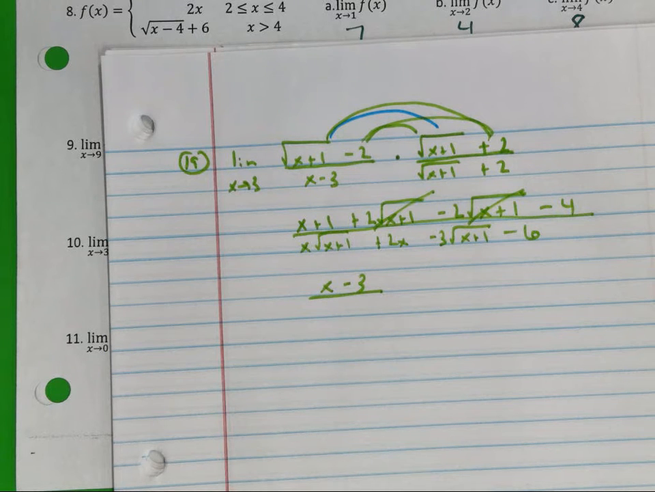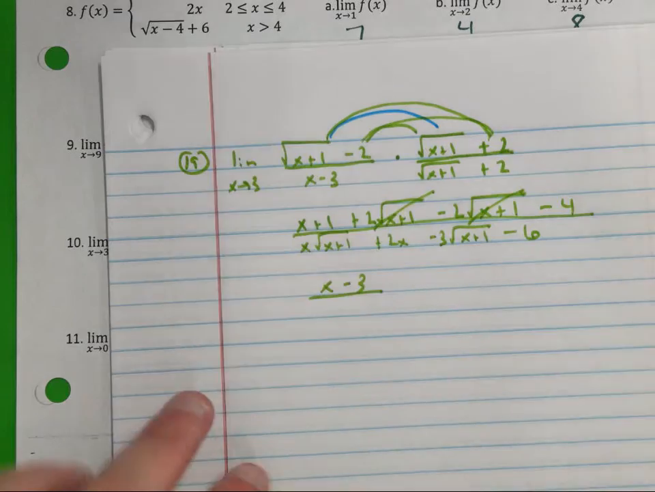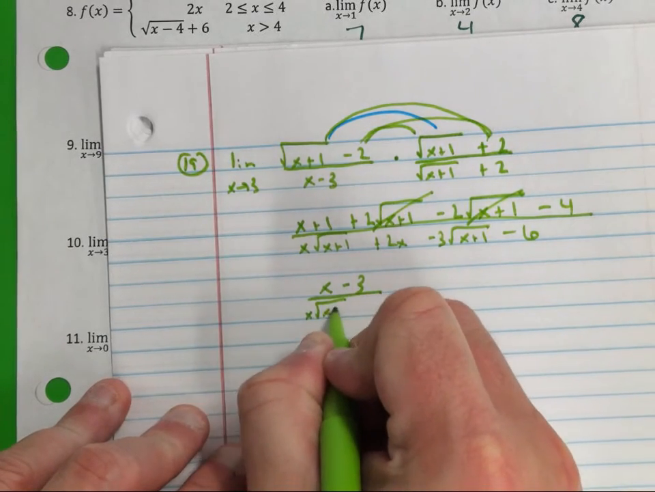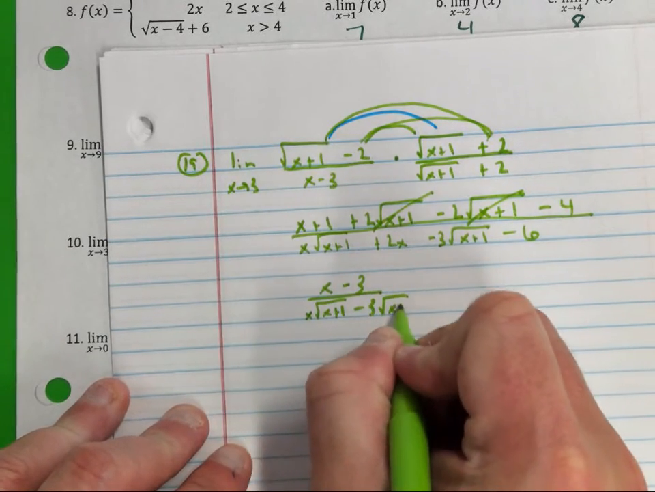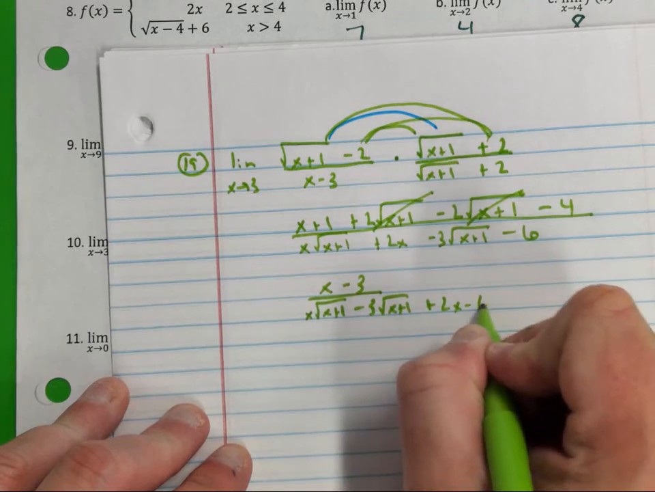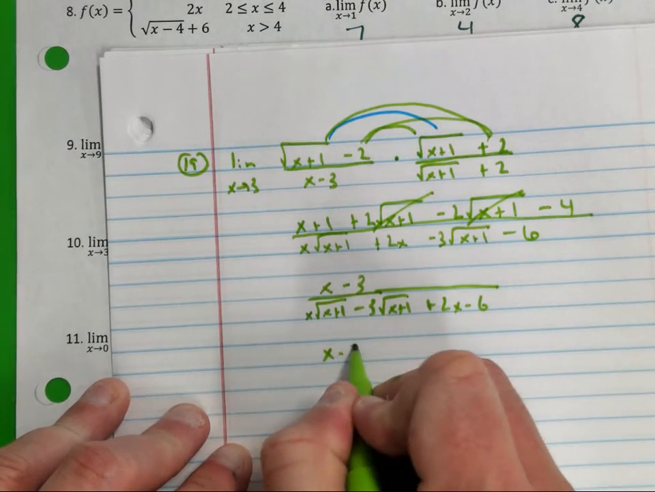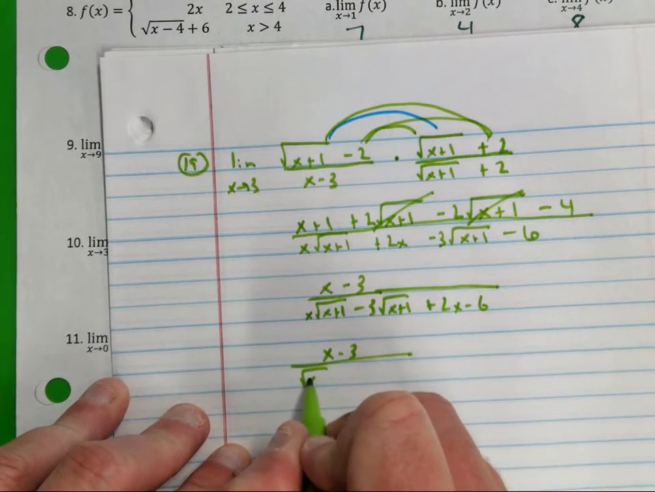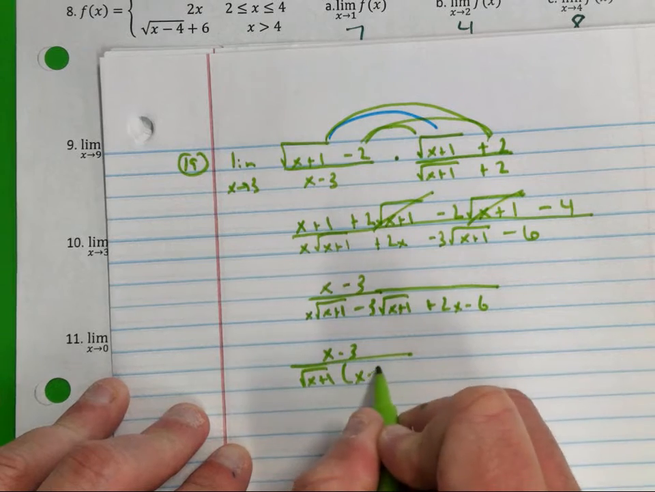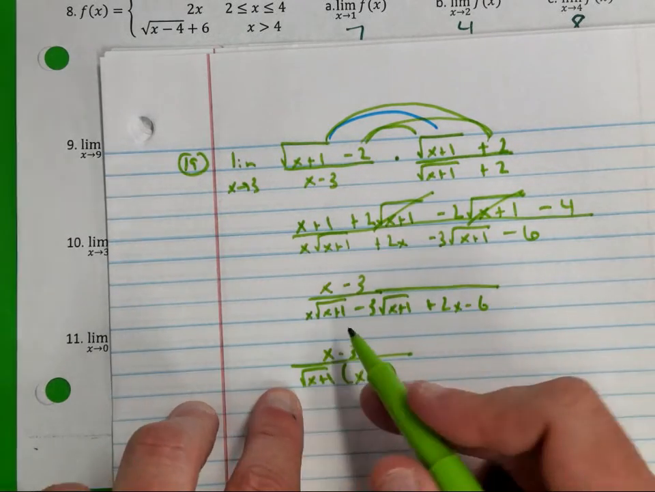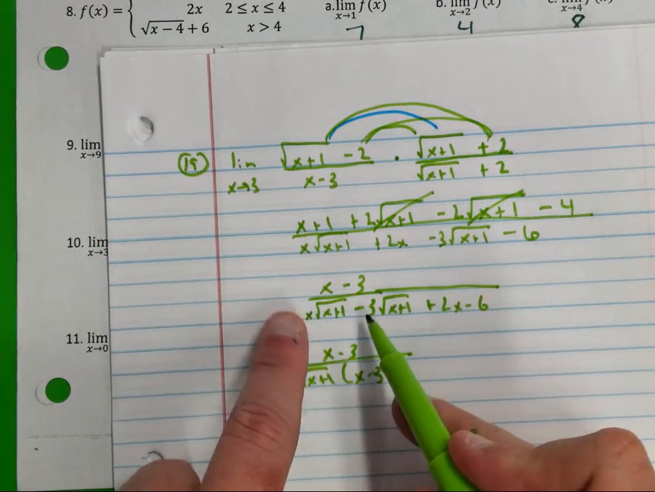What I see happening is, I'm going to put these two together because they both have an x plus 1 in common, okay? And I'm going to take that out. So now I'm going to rearrange on bottom. Now I'm going to do some factoring. When I take x plus square root of x plus 1 out, that leaves me x minus 3 here.